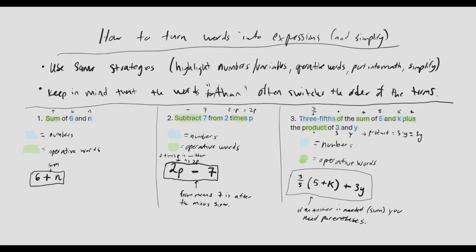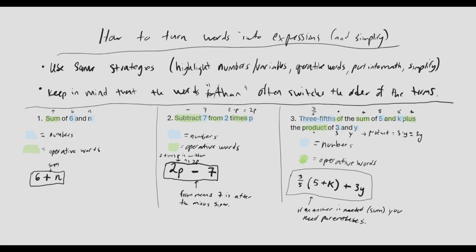For the second one, I got subtract 7 from 2 times p. Subtract is minus, got 7 there. "From," we know it's going to go after, so that subtract 7 is going to go after. Then I got 2 times p. Well, when I multiply a number times a variable, I write them next to each other, right? 2 times p equals 2p. So from there, it's 2p minus 7.